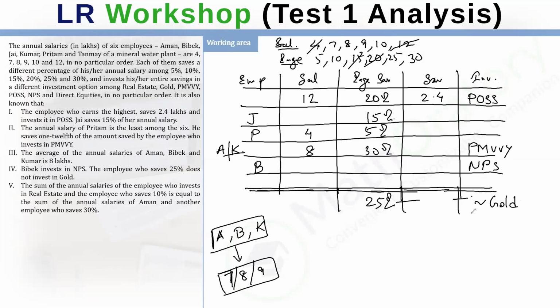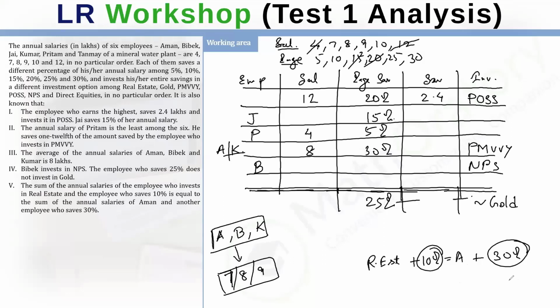So 25% not gold. Okay, the sum of the annual salaries of the employee who invests in real estate and the employee who saves 10% is equal to the sum of the annual salaries of Aman and another employee who saves 30%. So Aman and another person who saves 30%, that is the sum of the annual salaries here. And the real estate, so I just write it in short: real estate plus 10%. These two totals should be equal, right? Okay, 30% is known to me. So this is 8. Great.